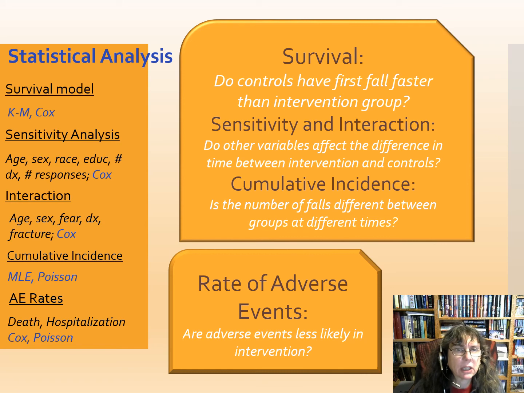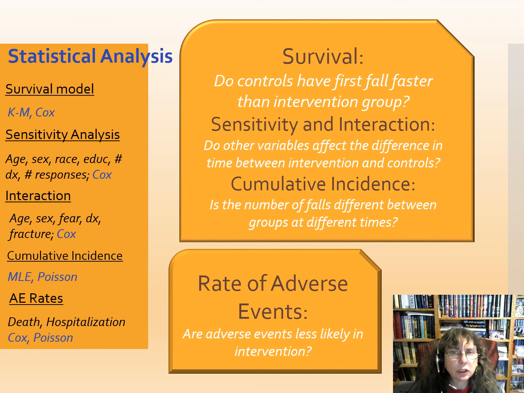Now, that's just done with a Kaplan-Meier curve or a Cox regression. But you need to go deeper than that. So they did a sensitivity and interaction test where they looked at how other variables could affect the difference in this timing between intervention and controls. Okay, was it different for younger people than older people when the first fall happened?